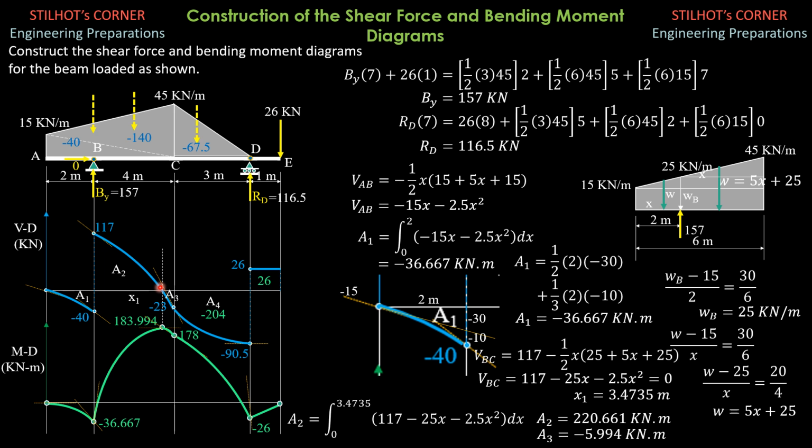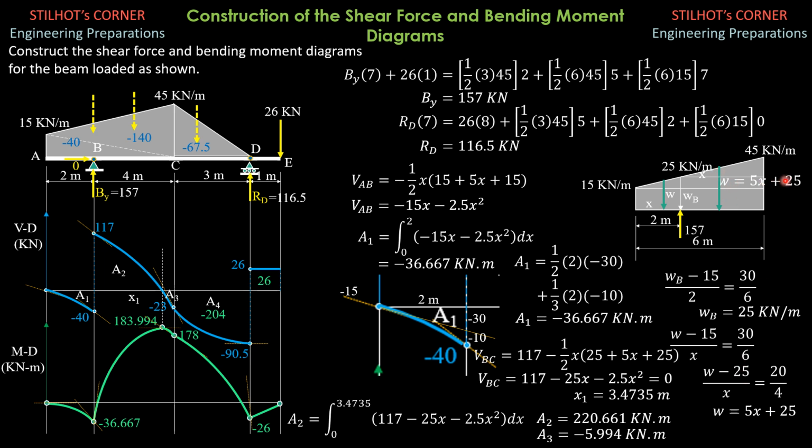So let's define the shear equation for BC. For section BC, this is B, that is C. So I'll call this W, and X is from here. Since this is 25, 45 minus 25 is 20. So our equation would be W minus 25 over X equals 20 over 4, because that's 4 meters. 20 over 4 is 5. So W is 5x plus 25 for that portion.